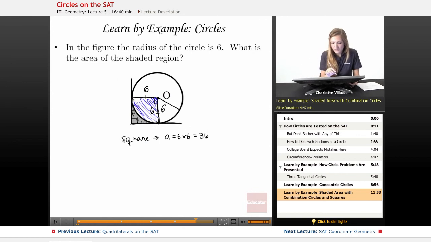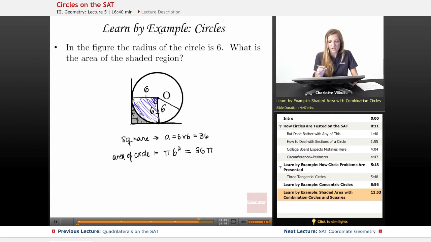So here I have the area of the circle is pi times 6 squared. So that totally would be 36 pi. But what I'm looking at is only a quarter circle.